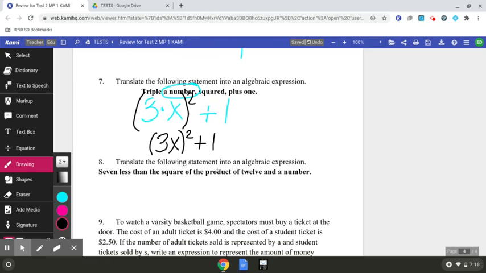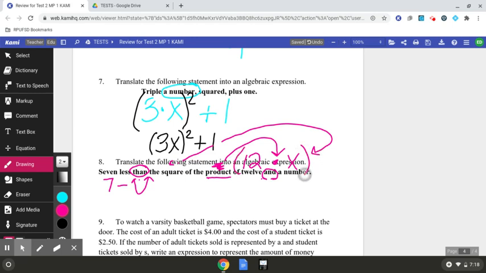Number 8, same thing, same directions. So it says 7 less than is a switch word. The square, so again, we're going to be doing that square of the product, which means multiply. So this is an exponent of 2, of 12 and a number. When you see the word product, you have to move it in between your two where the word and is, and then it erases from here. And then you have to remember this squared also is we're squaring this product. So this would be 2x.